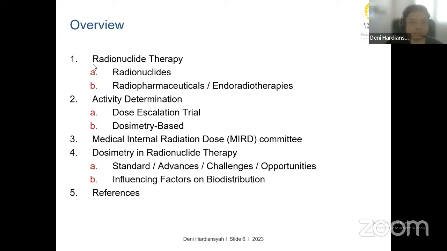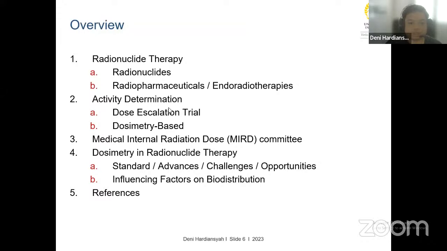We will discuss radionuclide therapy. We will discuss the types of radionuclide that we use for this type of therapy. We will also discuss radiopharmaceuticals or endotherapy. And we will also discuss the determination of the activity that we use for the therapy.